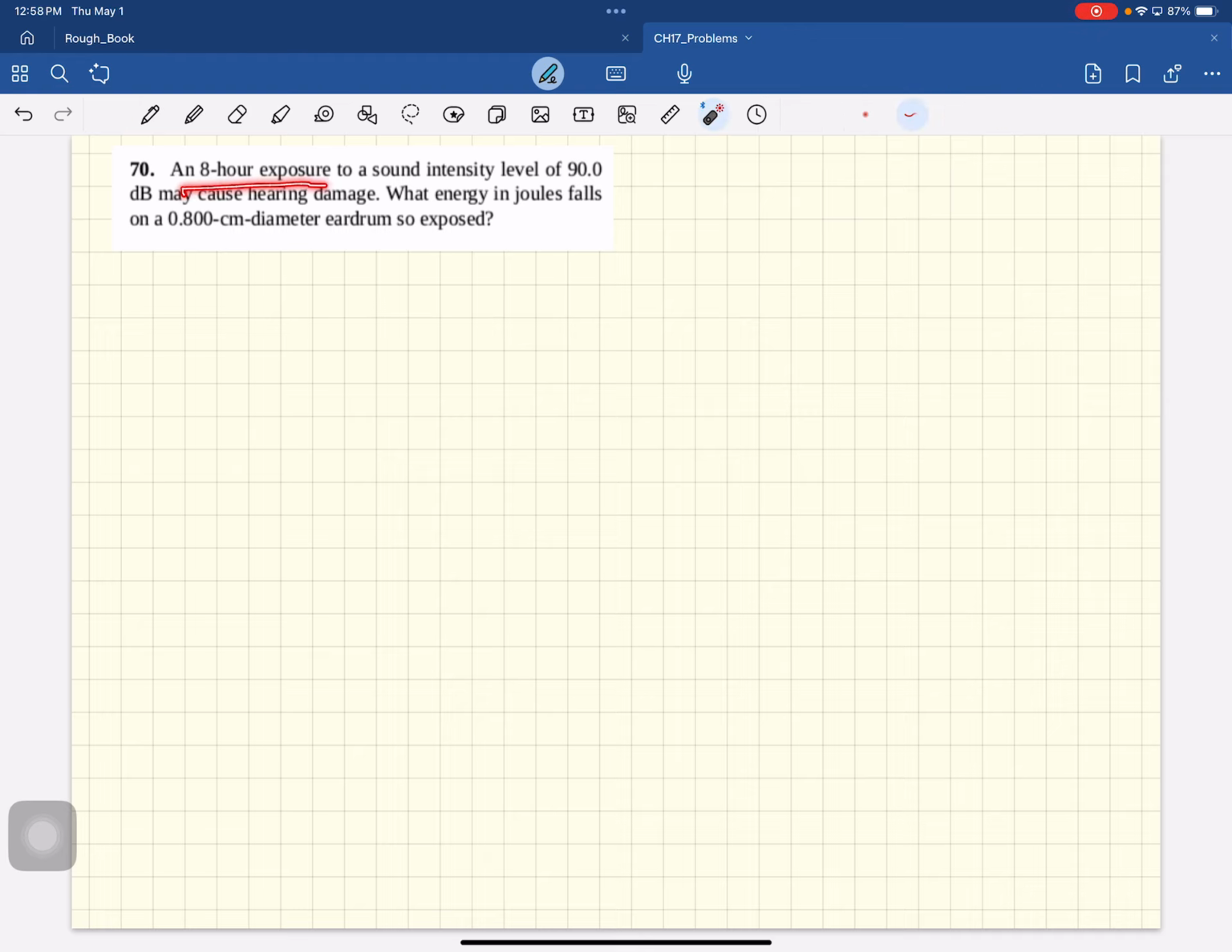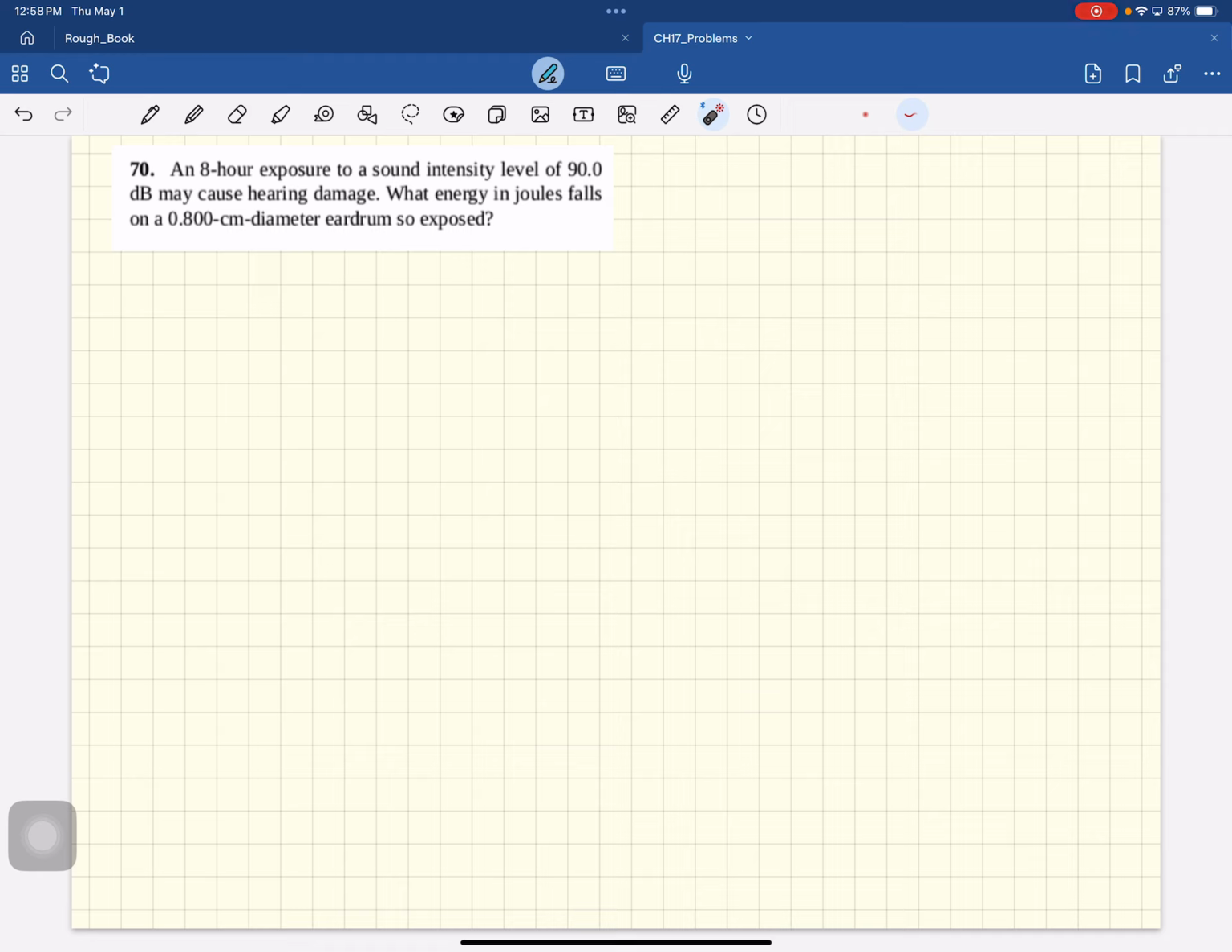An 8-hour exposure to a sound intensity level of 90 decibels may cause hearing damage. What energy in joules falls on a 0.8 centimeter diameter eardrum so exposed? So let's say you use a jackhammer for 8 hours a day. That'll cause hearing damage. And how much energy falls on your eardrums is the question.